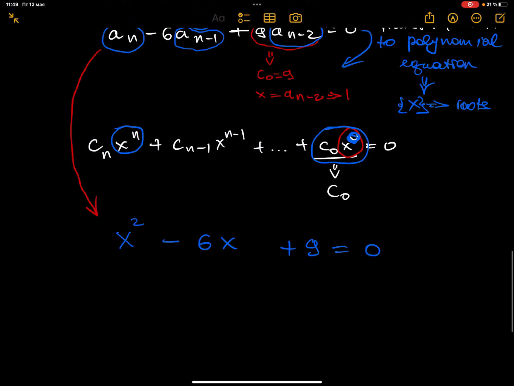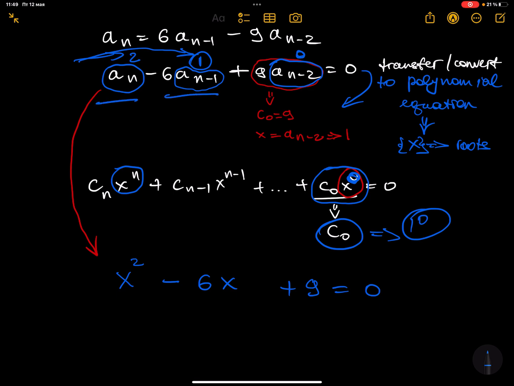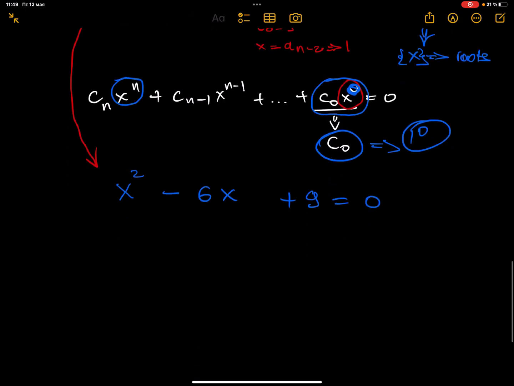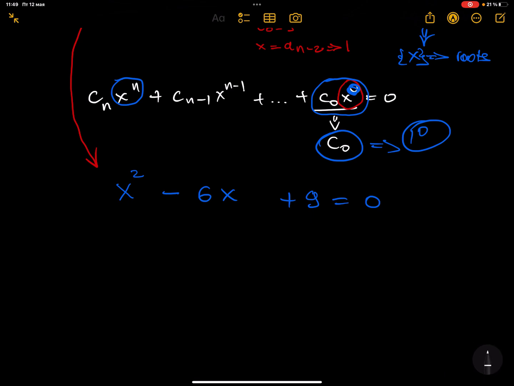I think it's very easy for you. I just made it so long to explain how to convert them when you have a little bit complicated recurrence relation. So you first identify your C0, then you assign the power to each element in the sequence. So let's solve this polynomial equation in order to find our roots.